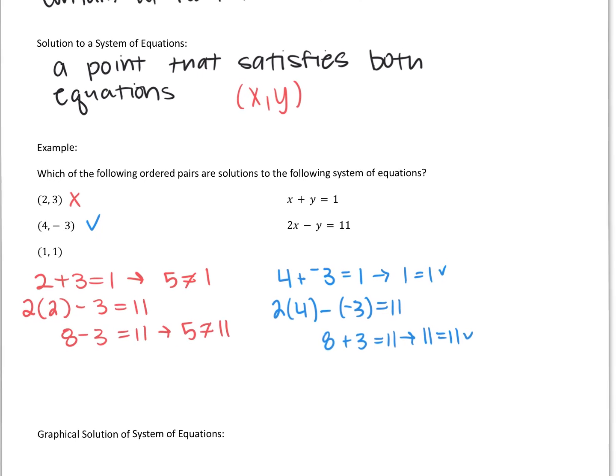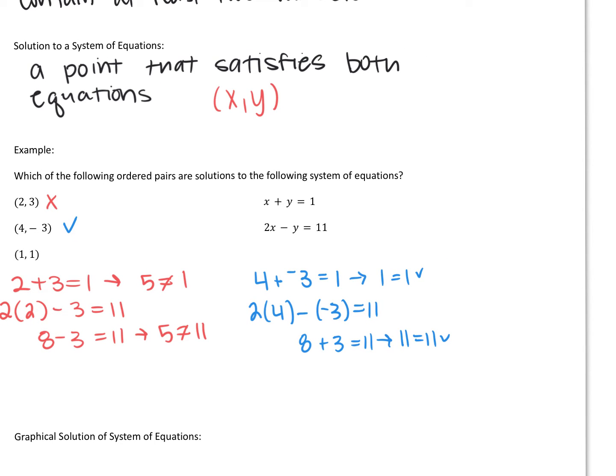Okay. My last point is 1, 1. So we're going to check that 1 plus 1 equals 1, and 2 times 1 minus 1 equals 11. Well, 1 plus 1 is 2, and 2 does not equal 1. And then 2 times 1 is 2. So 2 minus 1 is 1, which does not equal 11. So that one doesn't work. So the only ordered pair that is a solution is the point 4, negative 3, because you get a true statement for both equations.